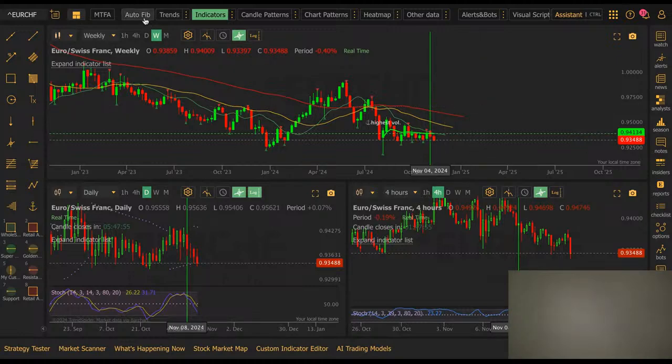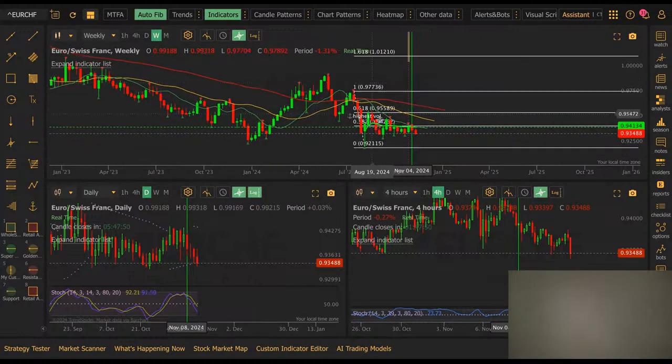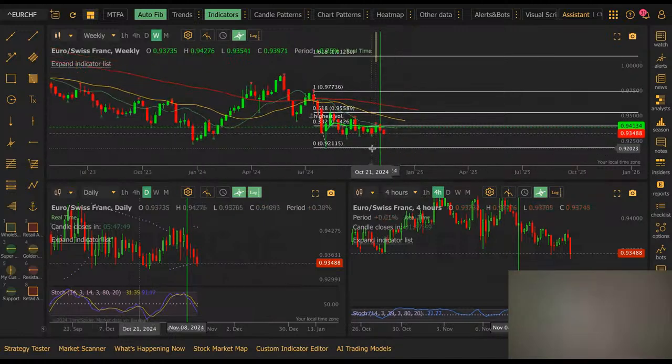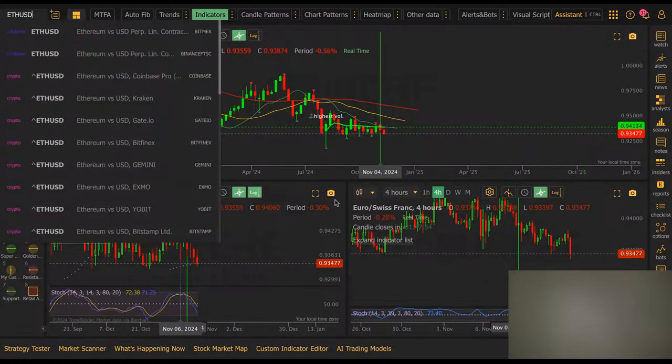Now, sometimes I like to click on the auto fibs and I'll give myself a target. As you see here, I have a target at 0.92115 for the Euro USD. All right. Now you can switch this up as well. So now let me go over to Ethereum actually.